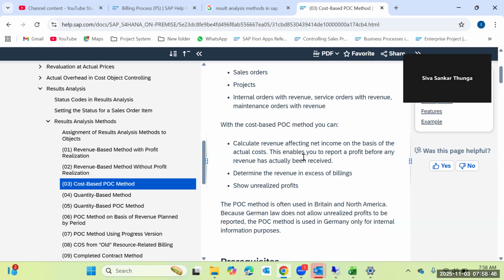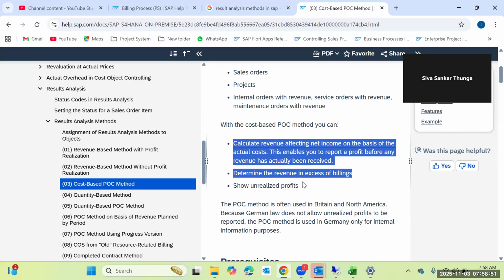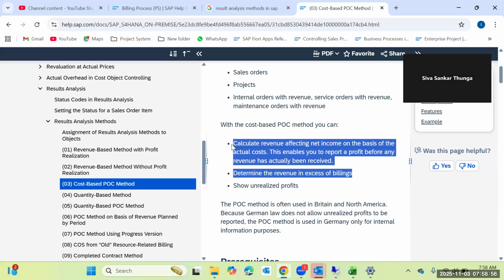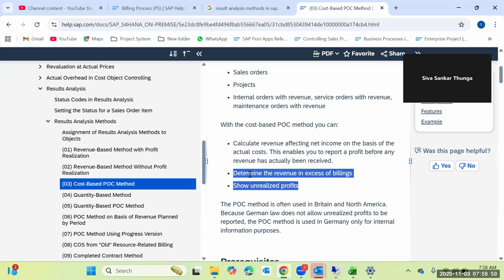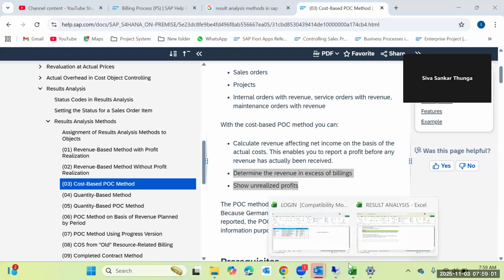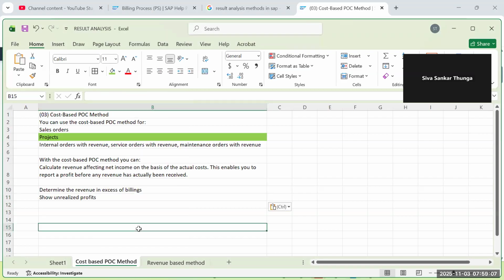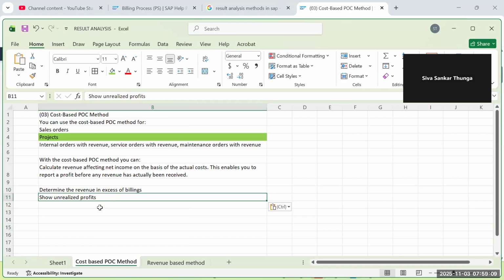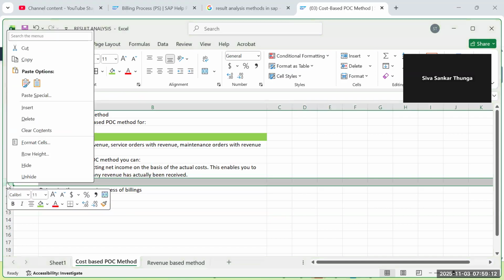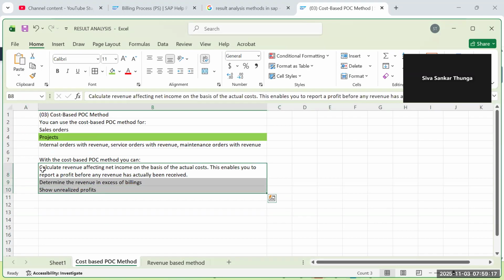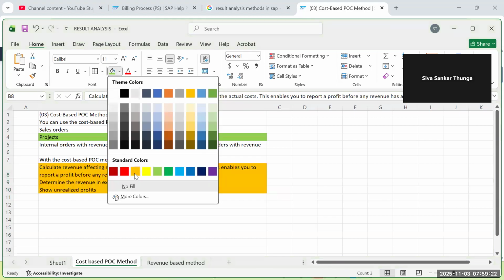When we computed the calculated revenue yesterday, we got 1,80,000. That is recorded with the RA category POCI. Revenue in excess of billings is nothing but POCI. That is the meaning. What is unrealized profit? The revenue is not yet received, not yet realized, but we are showing the unrealized profit in the balance sheet. That is the meaning of this. And these 3 points are very, very important.